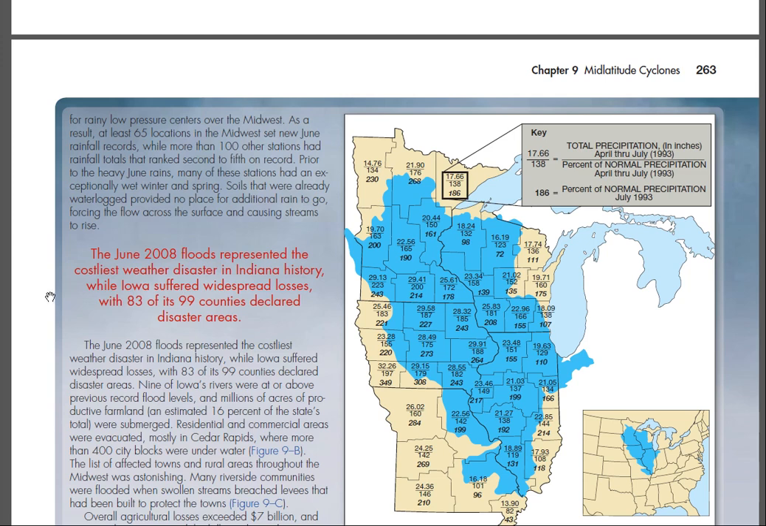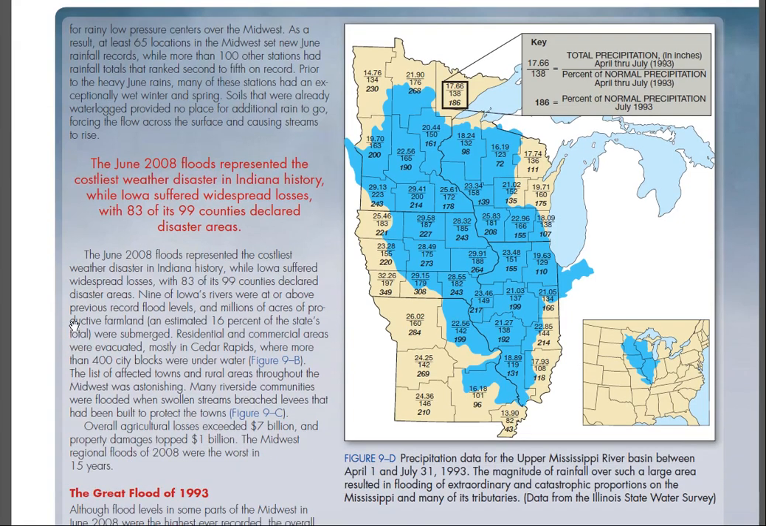losses, with 83 of its 99 counties declared disaster areas. 9 of Iowa's rivers were at or above previous record flood levels, and millions of acres of productive farmland, an estimated 16% of the state's total, were submerged.